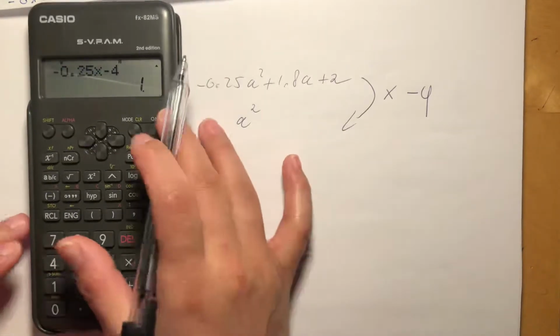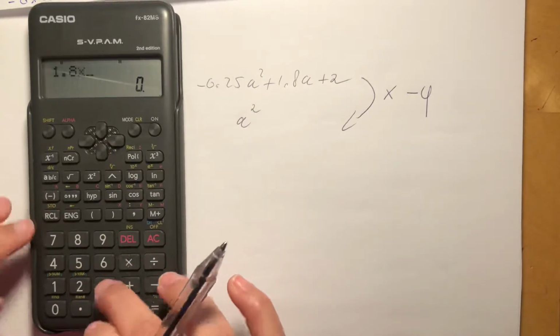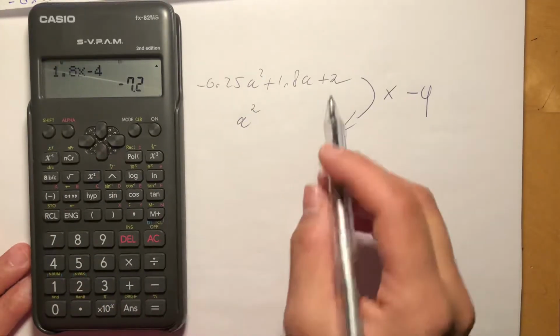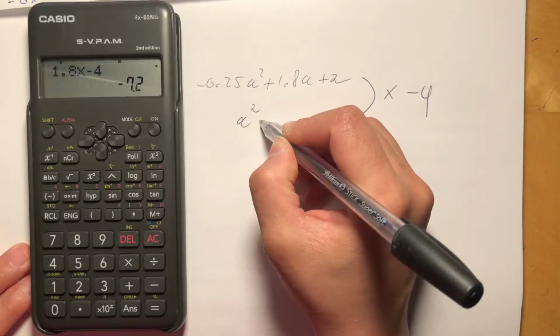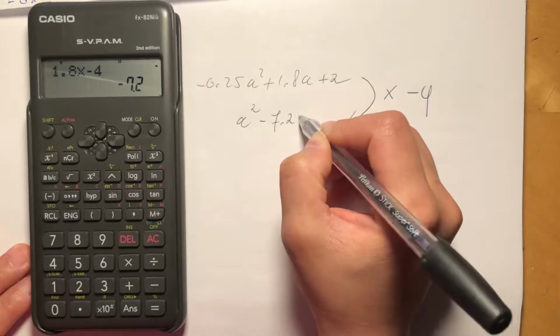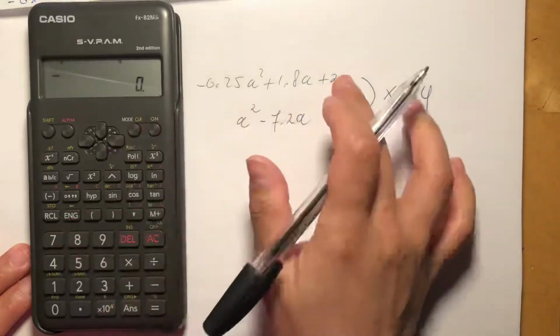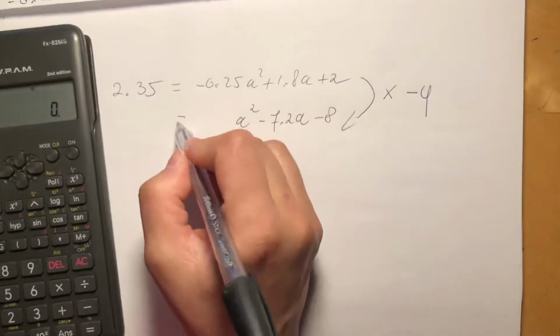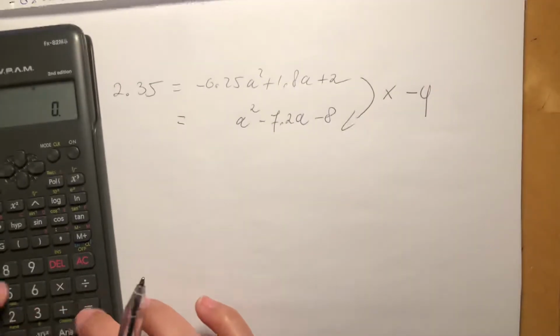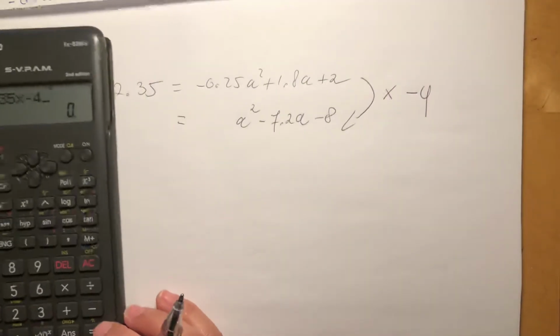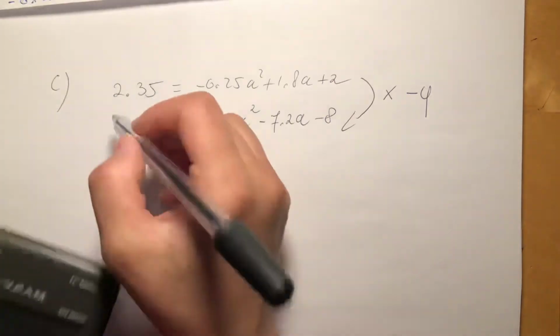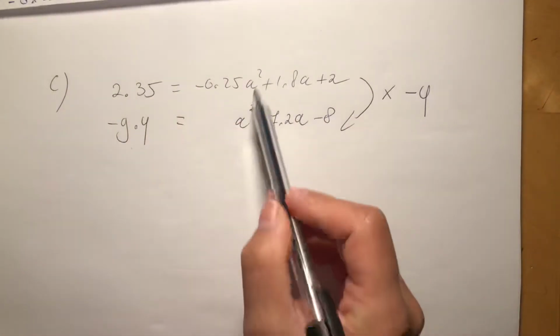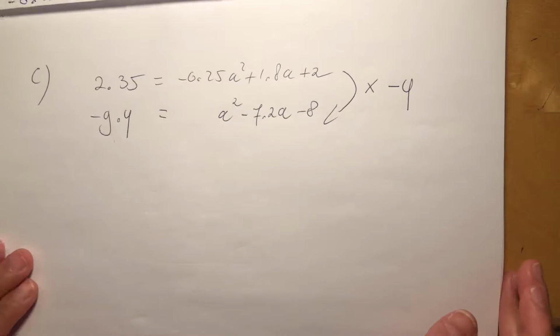So that's great. So 1.8 times negative 4 gives me, yay, negative 7.2a. And 2 times negative 4 will give me negative 8. And on the left side, 2.35 times negative 4 will give me minus 9.4. So we got rid of the negative 0.25.